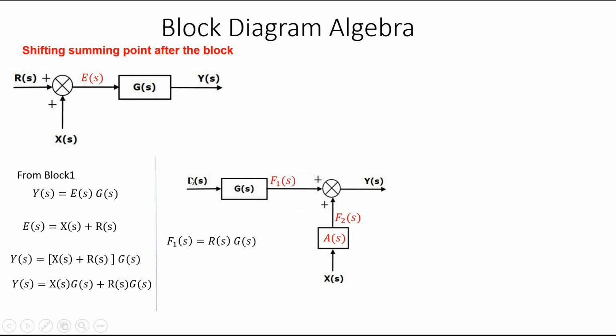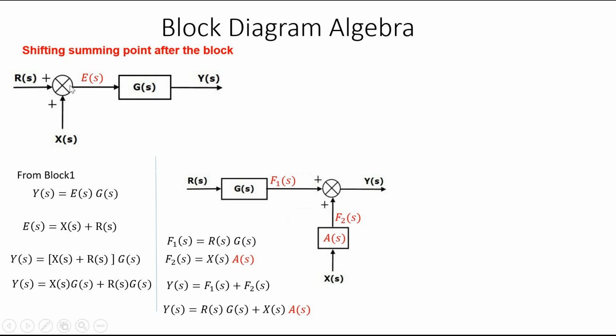Again, f1(s) is the output of this, so g(s) into r(s), r(s) into g(s): the input signal into the transfer function of this block. Again f2(s) is from this block, x(s) is the input and a(s) is the transfer function. So f2(s) is equal to x(s) into a(s). At the summing point, y(s) equals f1(s) plus f2(s). So we can substitute: r(s) into g(s) plus x(s) into a(s).